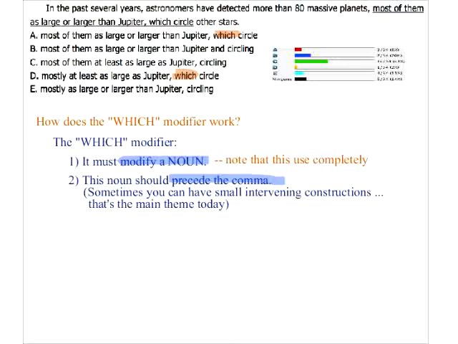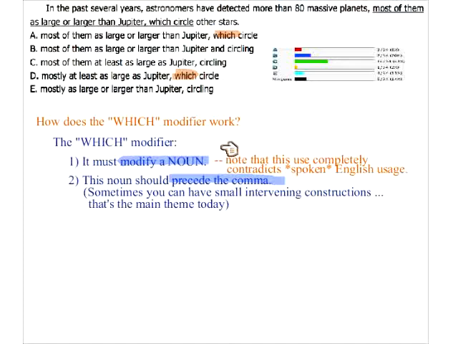In spoken English, the word which is almost always used to modify an entire clause. For instance, in spoken English, people will say sentences like, there was a big accident on the freeway, which means I'm going to be late. And in spoken language, that's considered acceptable, but not in written language. In written language, it has to modify a noun.